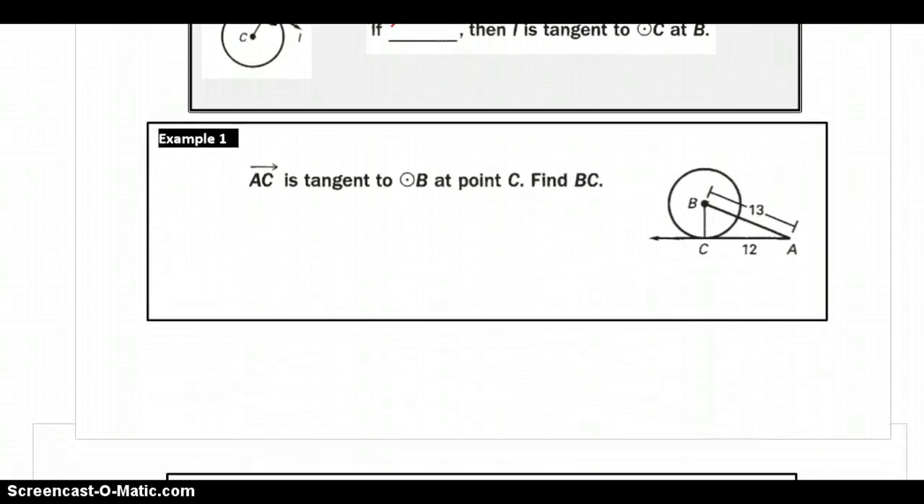Example 1: if the ray AC is tangent to circle B at point C, then find BC. If we know that this ray, AC, is tangent to the circle, then it means that the radius and the tangent line have to form a right angle. Look here and you can see that there is a triangle in here, and that is a right triangle. Since it is a right triangle, we know that the Pythagorean theorem must be true. So, a squared plus b squared has to equal c squared, and we can use this to solve for our missing side BC.